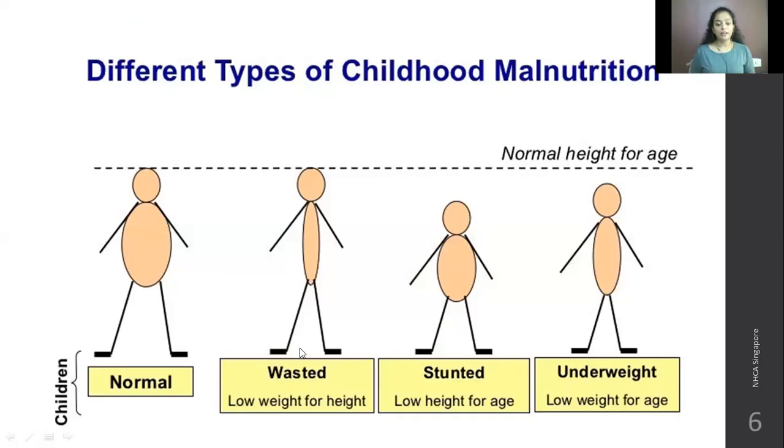So normal child; in wasted child, height is not much affected, but there is severe loss in muscle mass and loss in weight. Stunted child, there may be adequate weight, but height has not reached the normal height for the age. And then underweight, low weight for age. This image is given in the first page of this chapter, that is on page number 155. The same image is given. You can compare that.